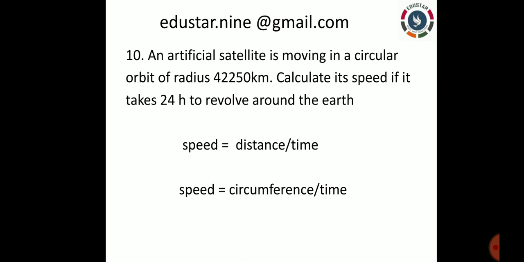So by reading the question, you have understood you have to calculate speed. So once you want to calculate speed, immediately the formula should come into your mind. That formula for speed is equal to distance by time. But here an artificial satellite is moving in a circular orbit. So in a circular orbit, the circumference of the circle is called the distance. So you can write the formula as speed is equal to circumference by time.